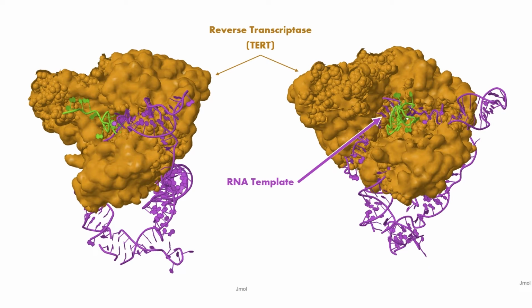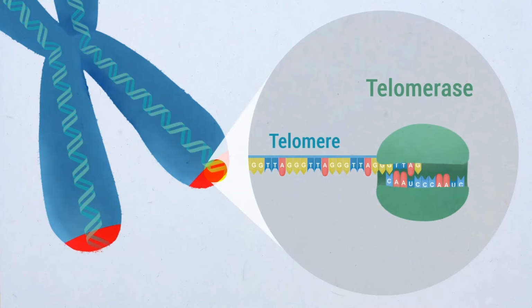Reverse transcriptase is an enzyme that transcribes or copies single-strand RNA to DNA. The reverse transcriptase can be seen here in orange, and the RNA template shown in purple is partially hidden by the green DNA that is being elongated. This video shows the elongation process occurring, such that telomerase is adding the repeating sequence to the end of the telomere.